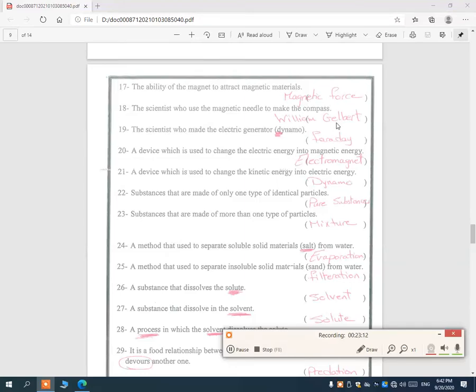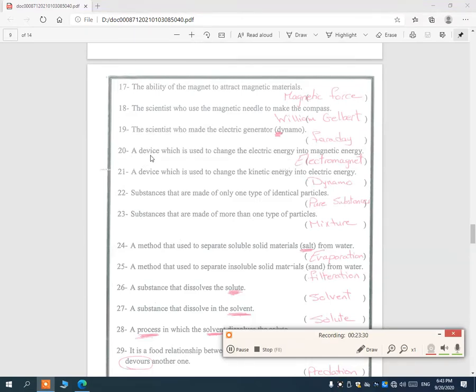Compass, William Gilbert. The scientist who made the electric generator, which is the dynamo: we said dynamo, Faraday. Dynamo, Faraday. D and D, remember it. D and D. Faraday, dynamo.